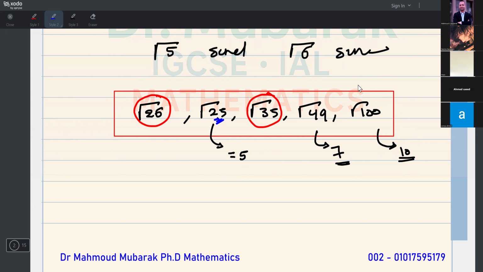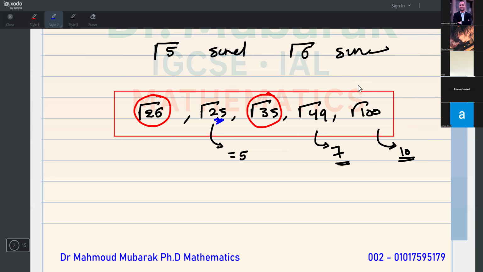Do you know why? Because it has a square root. What is the square root of 25, Maya? 5. Yes, 5. So 25 has a square root, so 25 is a square number. Okay? 49 is squared or not squared?